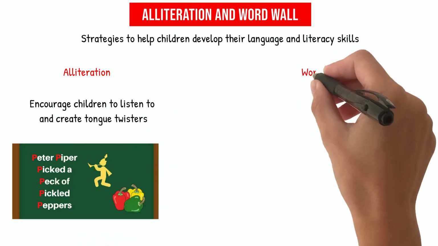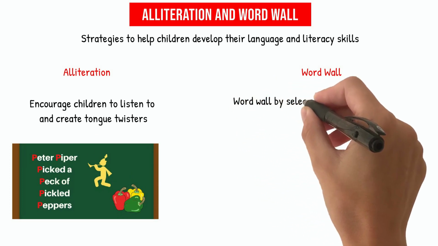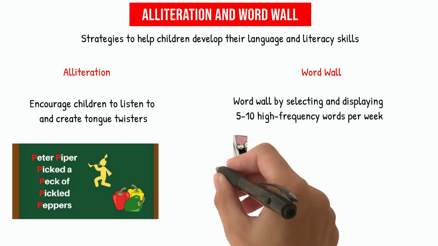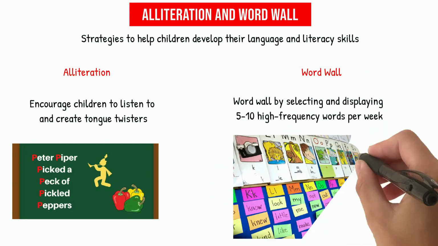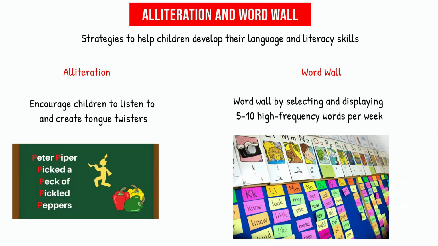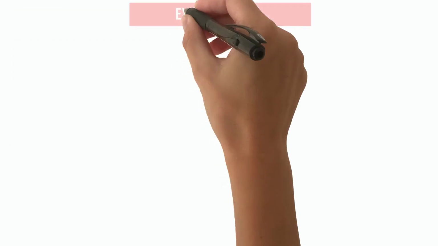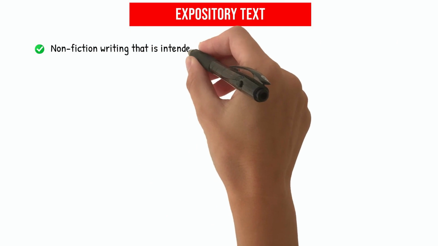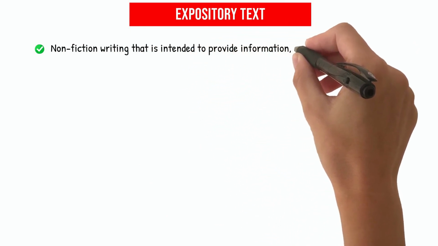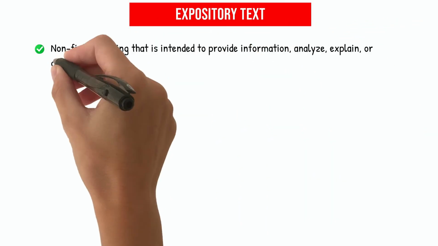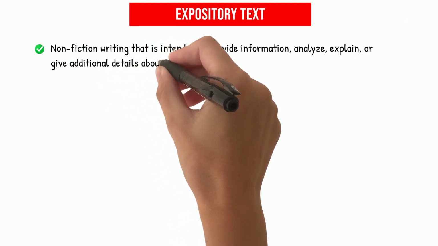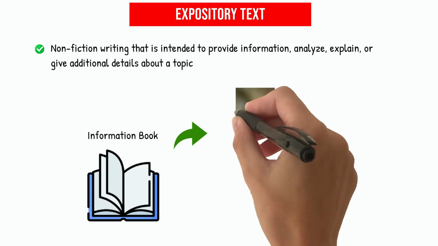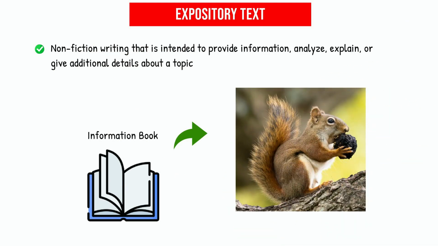Word wall. Create a word wall by selecting and displaying 5 to 10 high-frequency words per week. This will help children build their vocabulary and improve their reading and writing skills. Expository text. An expository text refers to non-fiction writing that is intended to provide information, analyze, explain, or give additional details about a topic. For instance, an information book about squirrels is an example of expository text.